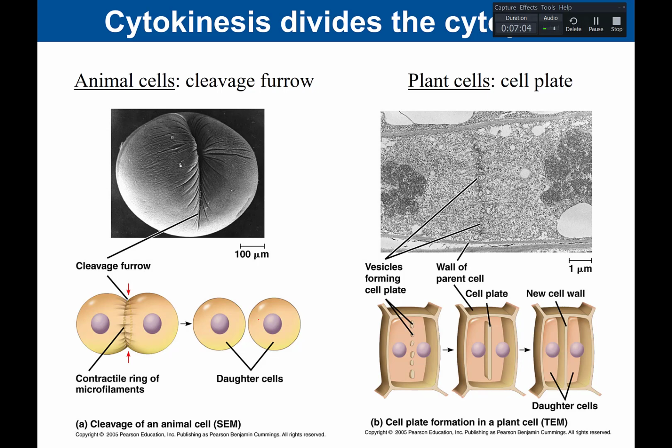And so what's going to happen is we're going to get these vesicles. Remember we talked about transport vesicles, for example. So these vesicles are going to go to the middle of the cell between the two nuclei that have formed. And eventually those vesicles will start to fuse and we will get a structure known as the cell plate. The cell plate will continue to elongate, and when it elongates, it will attach to the cell wall, and eventually we will end up with a new cell wall.